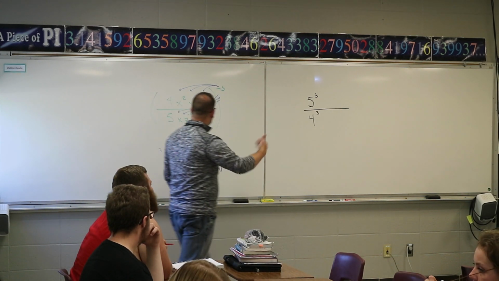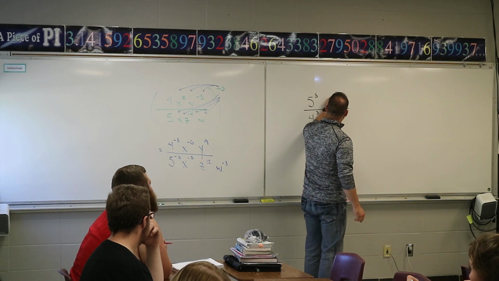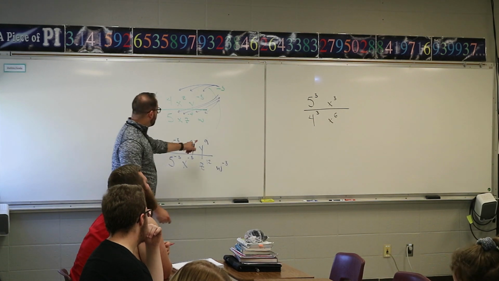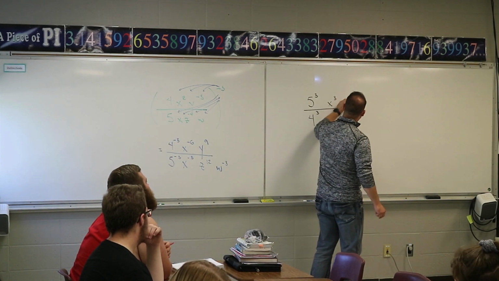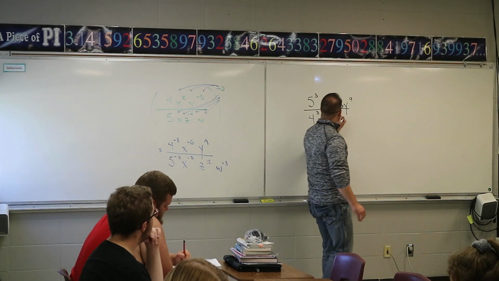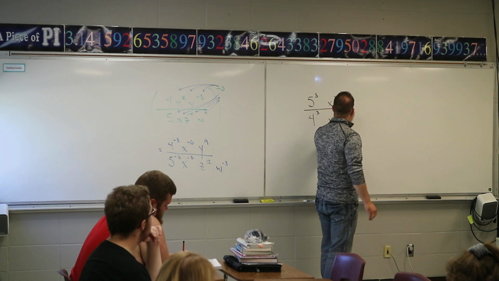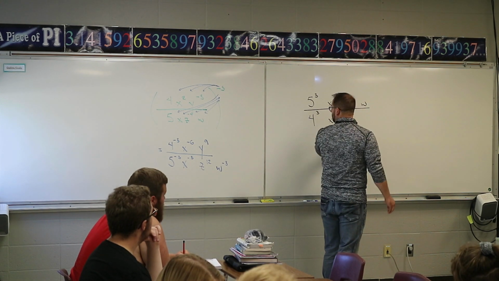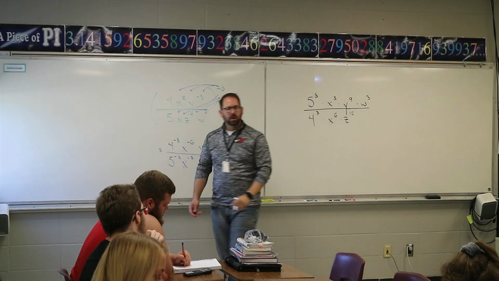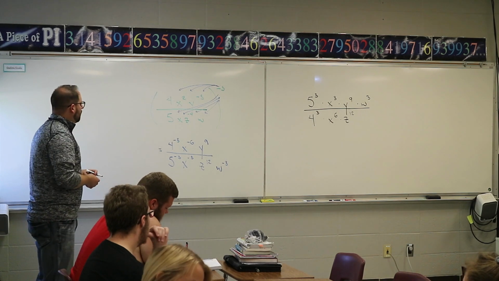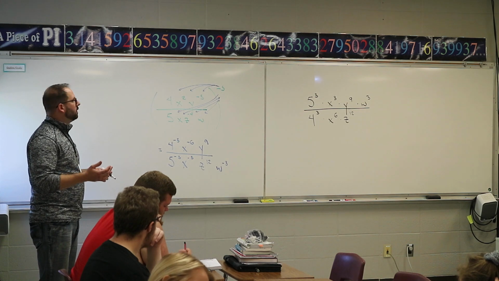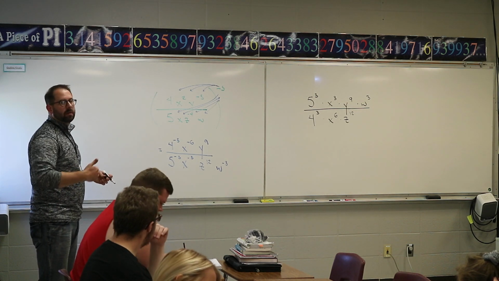The x to the 6 and x to the third, those are switching spots. The y to the 9th stays on the top. The z on the bottom stays where it's at. And that w goes to the top, and that is a w to the third. Okay, questions with how I move things around? Anything with a negative power is moving. Now what I want to do is simplify.